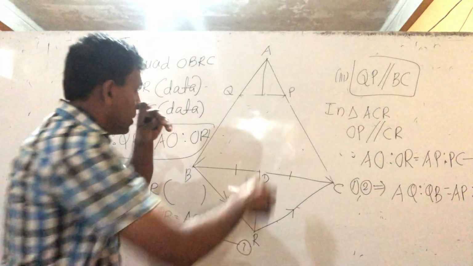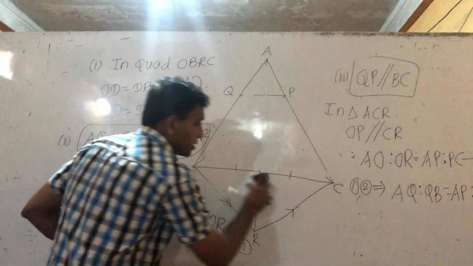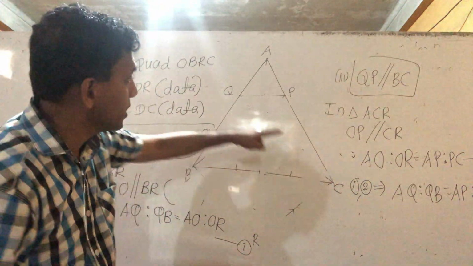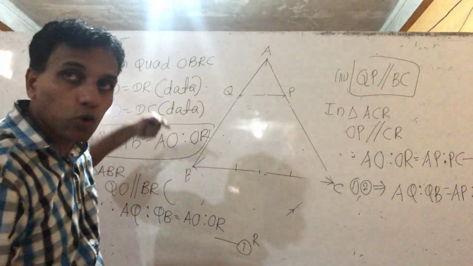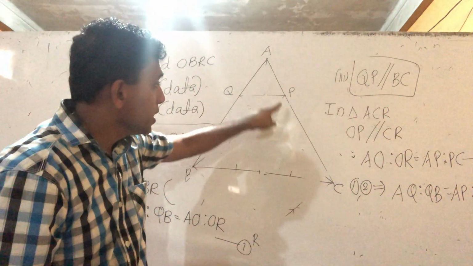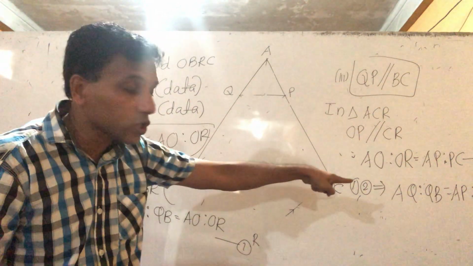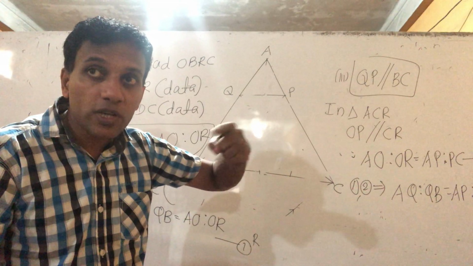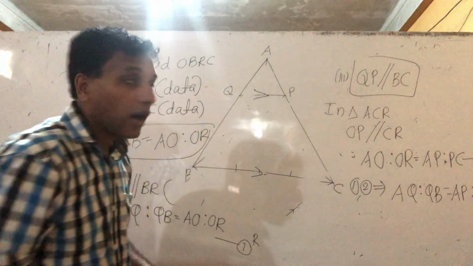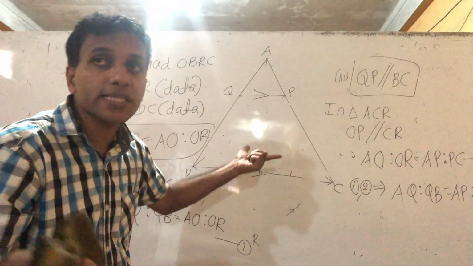Now see this triangle ABC. Think about the triangle ABC. With this answer, decide what happened here. AQ is to QB equal to AP is to PC. What happened? This PQ line divides the adjacent sides proportionally. It's called the converse theorem. Therefore, lines are parallel. Therefore, in triangle ABC, PQ is parallel to BC.